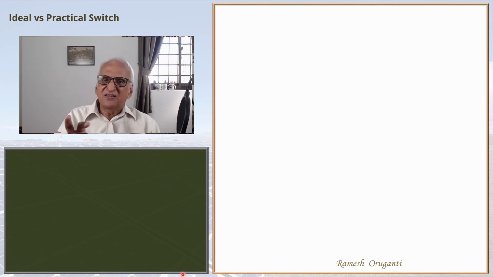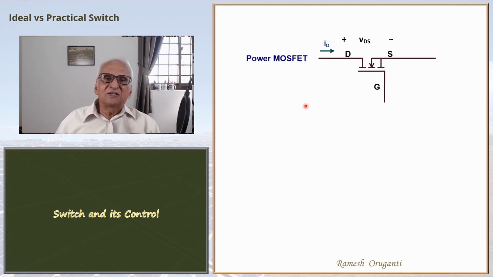First, let's look at a simple switch and its control. This shows a power MOSFET. The main current flows between drain and source. So the drain and source, that is the switch part. G is the gate, that is the control part. Using the gate voltage, you can control the switch operation. So when the drain to source voltage VDS becomes very low, the switch is on. When the current ID is made very low, then the switch is off.